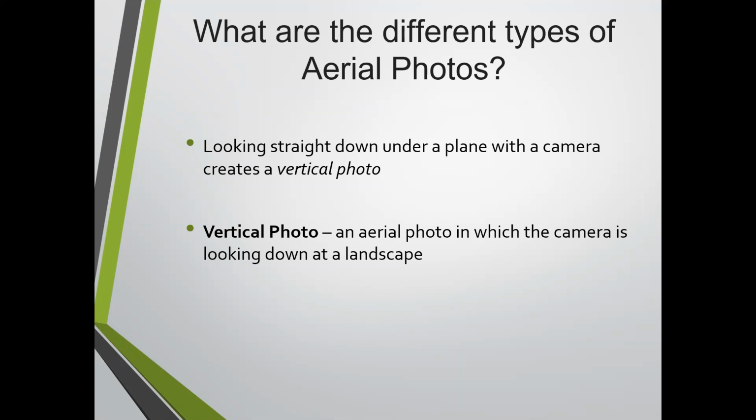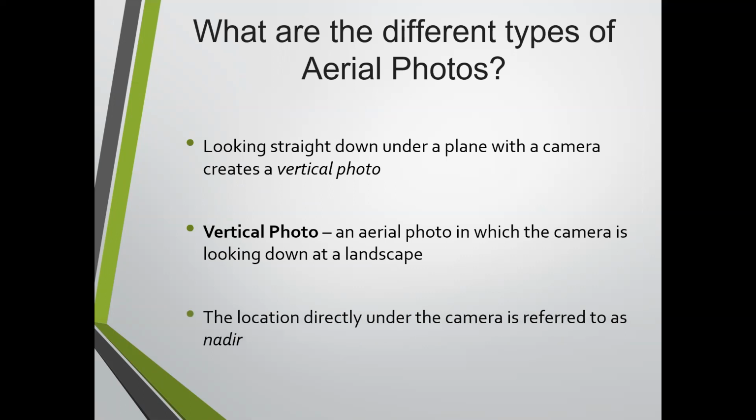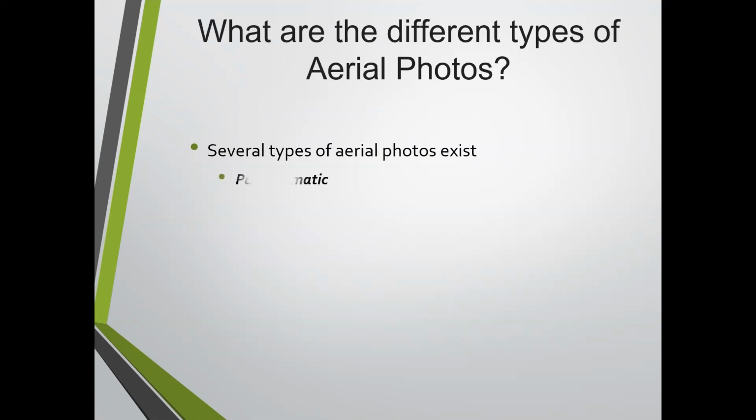And of course, with drone technology, it's very sophisticated, so it can sense when it's off a little bit. So it keeps the camera pretty much in a straight down view. The location directly under your camera is referred to as nadir, which is the direction that gravity is pointing towards, essentially. And that's the direction of the vertical line. Then several other types of aerial photos exist.